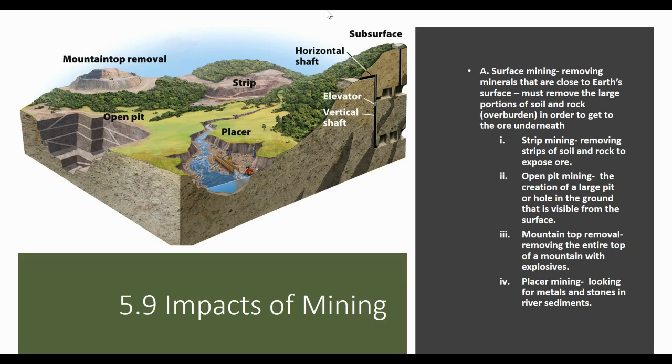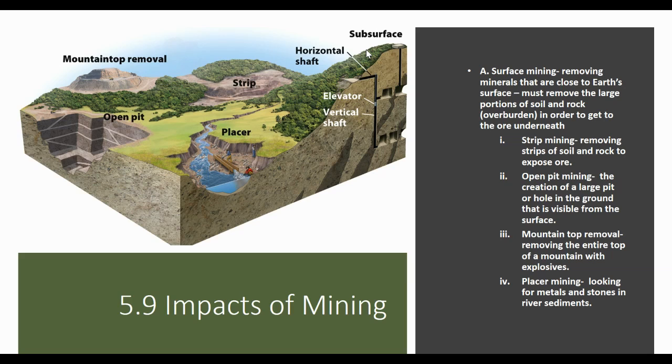So here we go. On our slide, we can see an image of different types of mining that we perform all around the world in order to mine for resources such as ores and heavy metals. The first type that we're going to talk about is what's known as surface mining. That's removing minerals that are close to Earth's surface. But when we do that, we oftentimes have to remove large amounts of soil as well as rock, known as overburden, in order to get to the ore underneath.